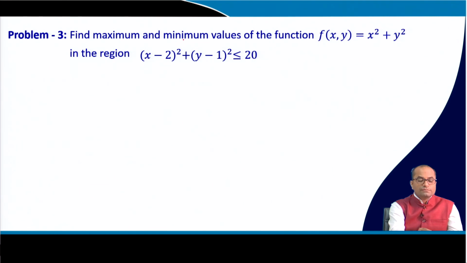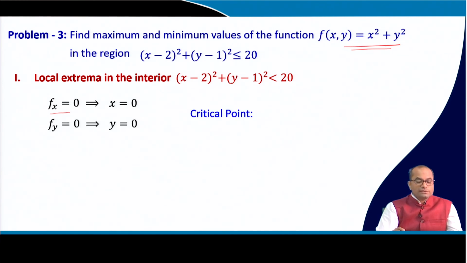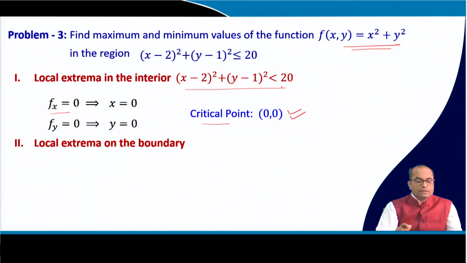Here we want to maximize or minimize this function x² + y² subject to the restriction that (x - 2)² + (y - 1)² is less than 20. This is also a similar problem to the one we have just handled. First, we have to look for the local extrema in the interior of this domain. That means setting f_x equal to 0, where f was x² + y². So, you will get x = 0, y = 0. That is the critical point, which is there in the domain, so we will consider this one.